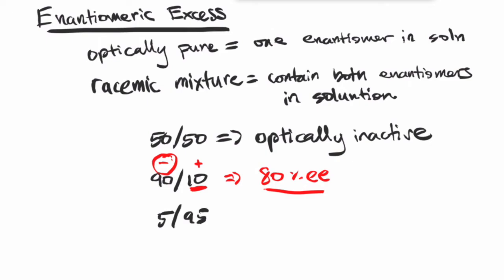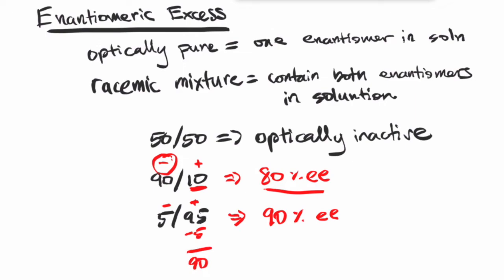What about if it was in the opposite case? What if we had a 5 to 95% mixture? What would be its enantiomeric excess? Can you calculate that? Yes, it would be 90% enantiomeric excess. Again, if we had 5% rotating in the left direction, then it would cancel out with 5% of the one rotating in the positive direction, leaving 90% in excess.